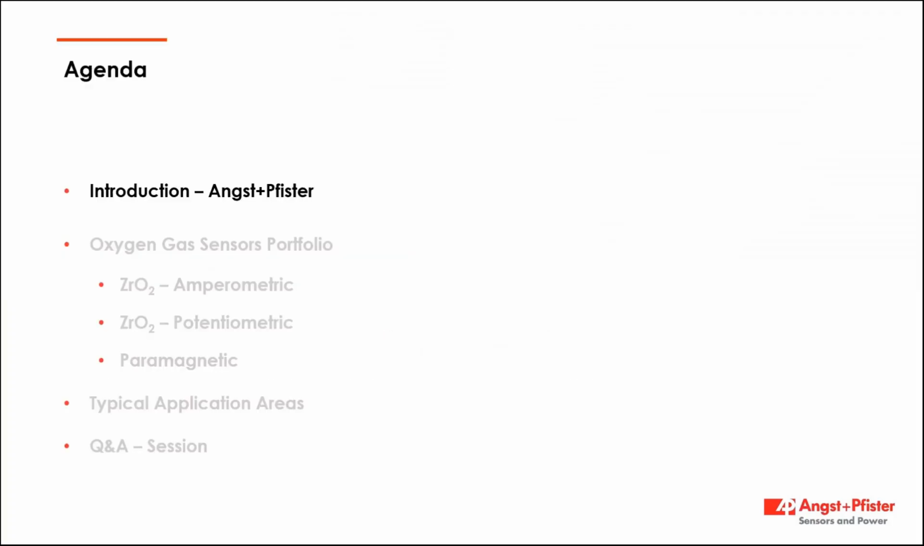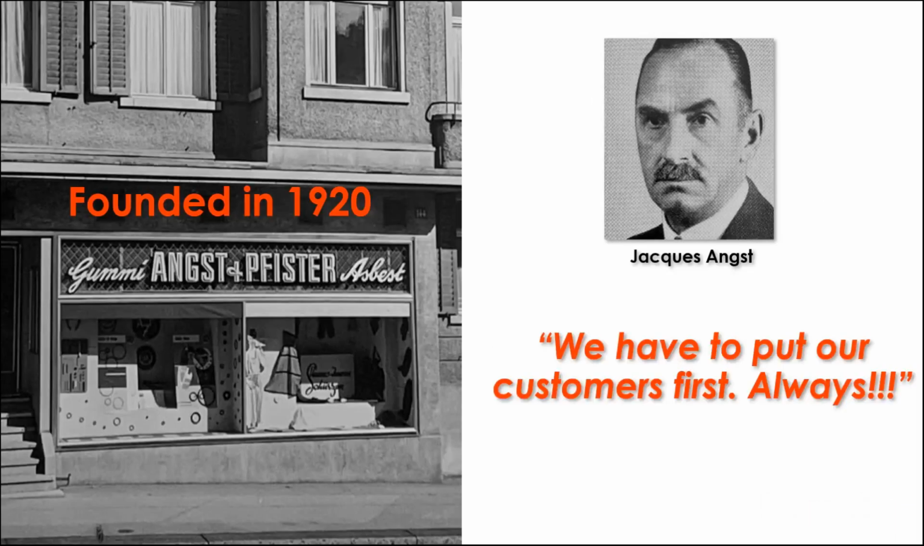Welcome back. Let's start with the introduction. Angst+Pfister is a more than 100-year-old company. It was founded in 1920 and is one of the leading global suppliers of technical components and customized solutions. Our main areas of competence lie in the fields of industrial sealing technology, vibration control, molding solutions, and last but not least, sensors and power.